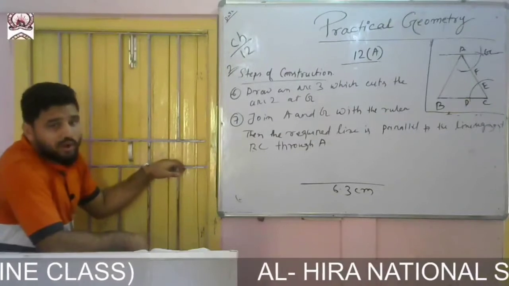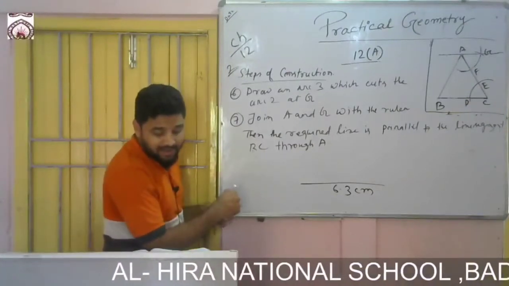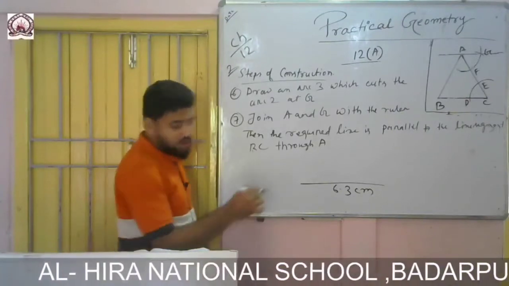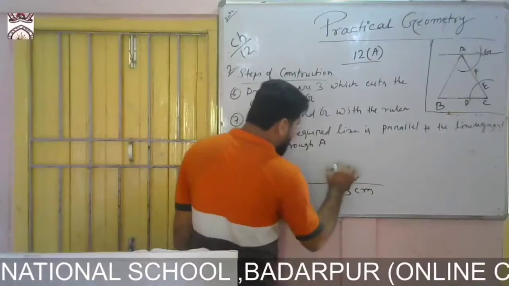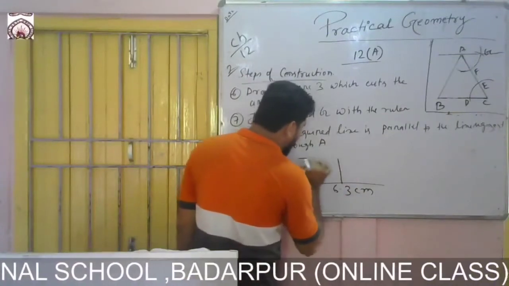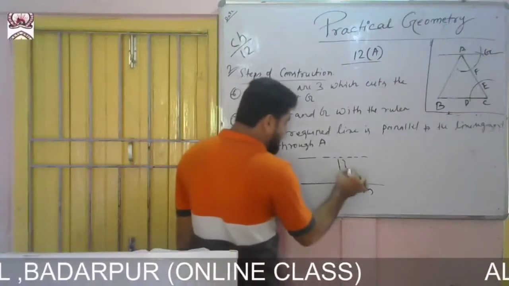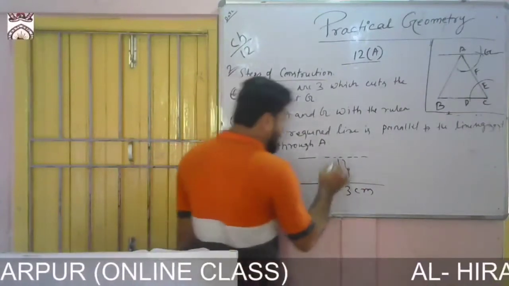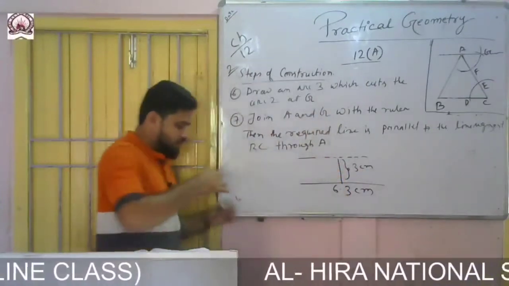Now I need to draw a line parallel to this line, which will be 3 centimeter away. I need to draw another line which is parallel to this line, and the distance between the two parallel lines will be 3 centimeter. I need to draw these two lines.